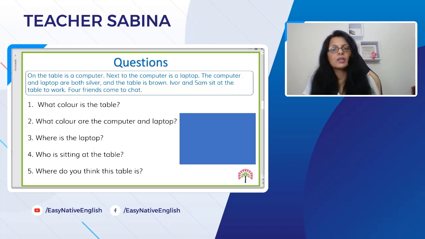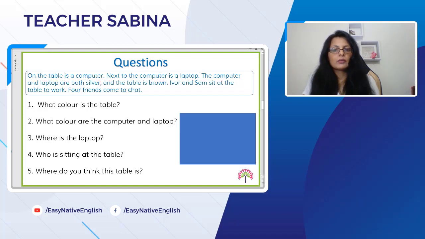So here we need the names of people, or we need to have a description of the type of person. So is it a boy? Is it a girl? Is it a child? Is it an adult? Or we need names. So the who gives us the clue that we need to add names in this sentence, in your answer. So who is sitting at the table? And if we look back at the text, we find that Ivor and Sam sit at the table.